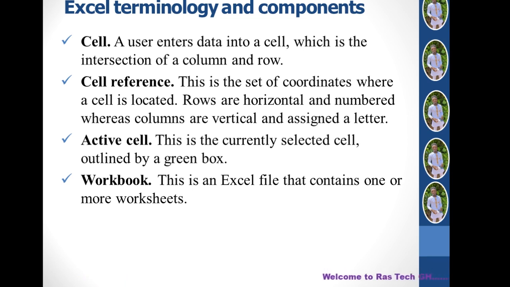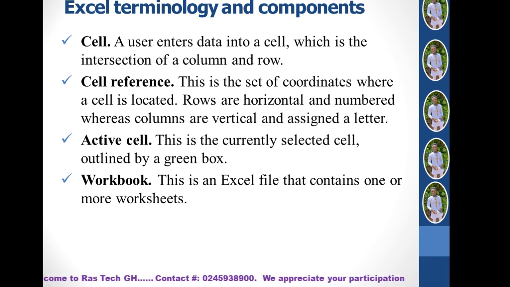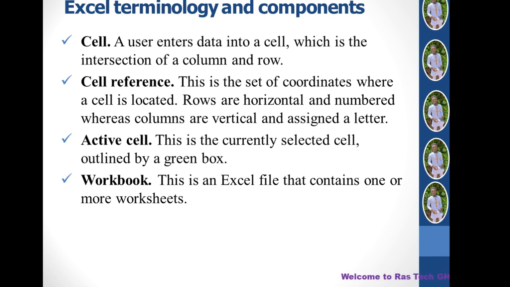The active cell is the cell that you are currently working on. Any cell that you click on, you know that we said a cell is the intersection of a row and a column. If you select a particular cell and you want to type, that cell is ready to accept data or information, right? That particular cell is called the active cell, and that cell will be highlighted from the others, right?